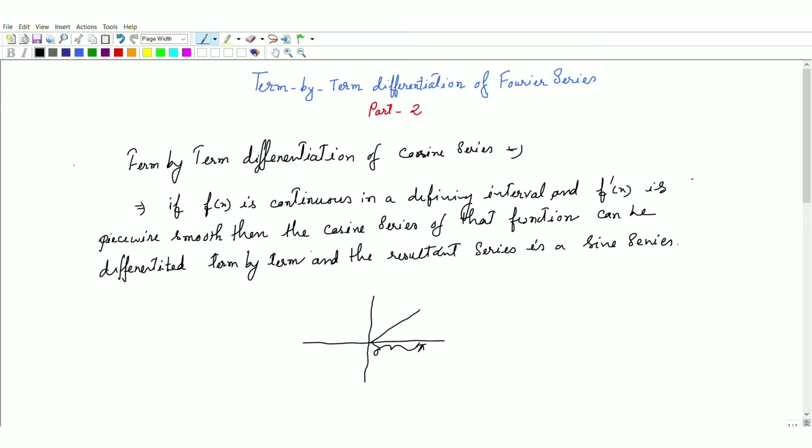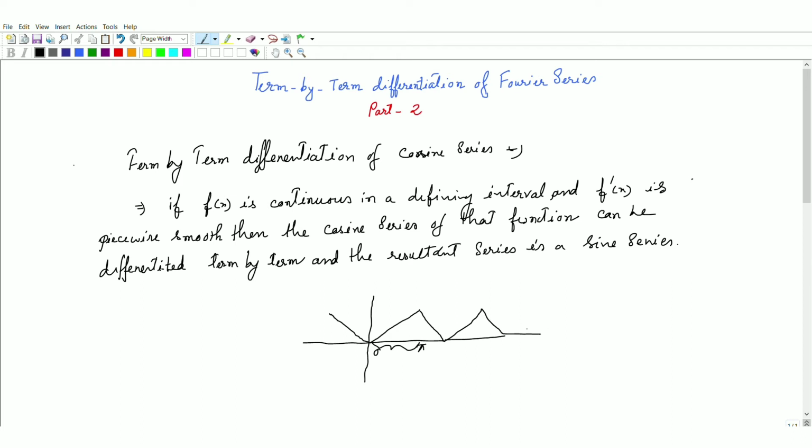Now if we are talking about the cosine series, we are talking about the even extension. The even extension will look like this. Here also we have obtained the modulus of x function again. As per the definition we have obtained this. This is the even function, and for this you will get the cosine series. If you do the periodic extension of this function, then it will look like this.